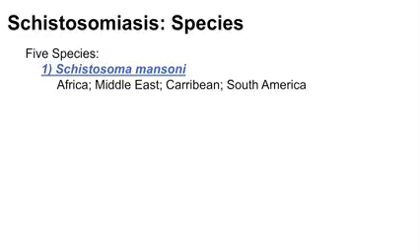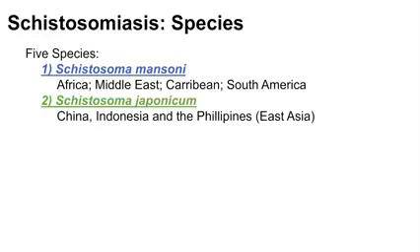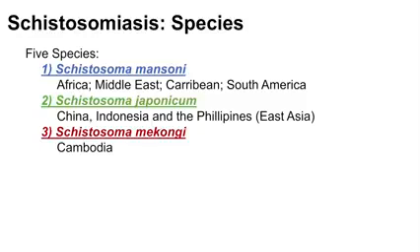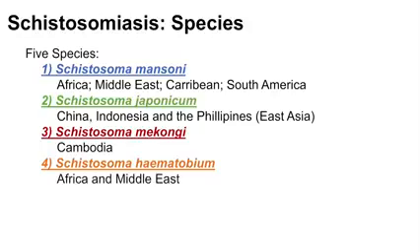Schistosoma mansoni is located in Africa, the Middle East, the Caribbean, and South America. The next one is Schistosoma japonicum, which is located in China, Indonesia, and the Philippines. Another species is Schistosoma mekongi, and this species is found in Cambodia. Another species is Schistosoma haematobium, found in Africa and the Middle East. This one in particular is involved in genitourinary infection.